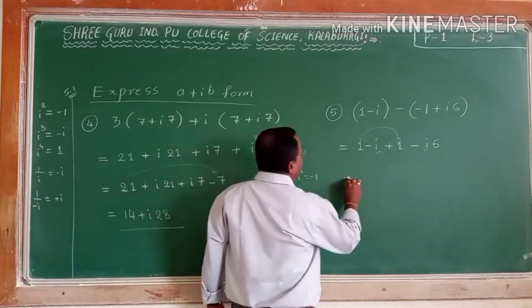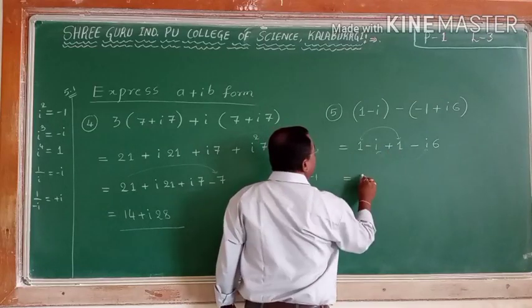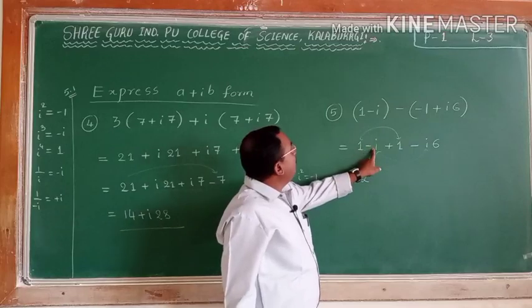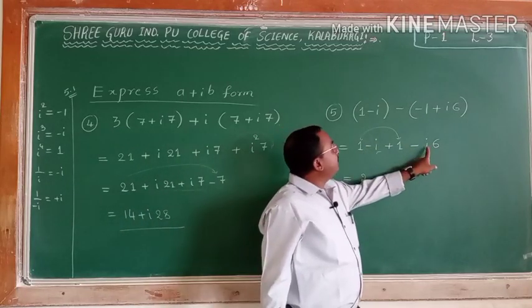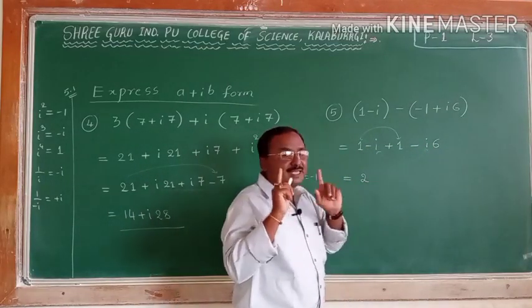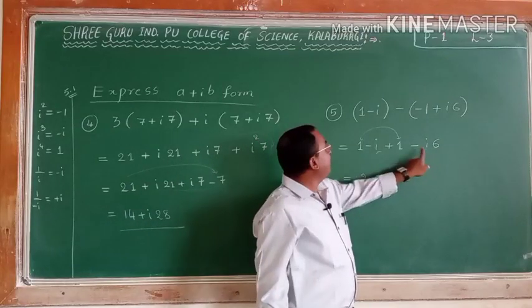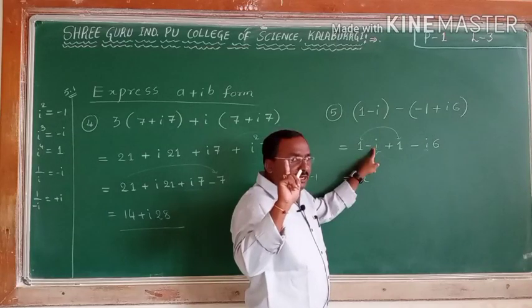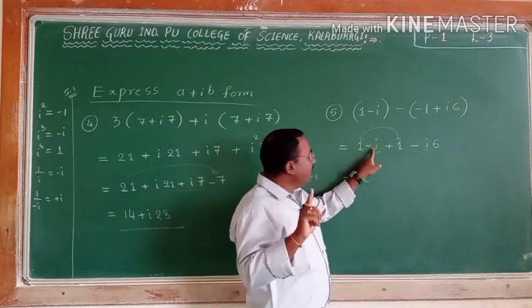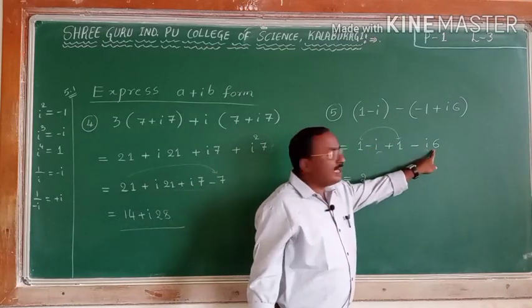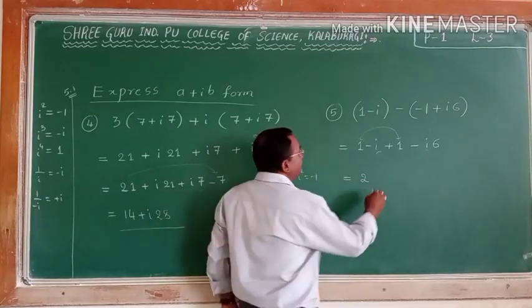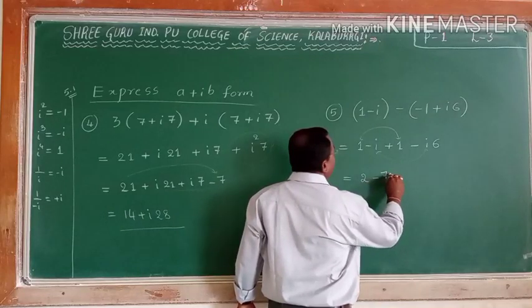Here 1 plus 1, real part, is 2. Minus 1 times i, minus 6 times i. In total how many i's? Keep in your mind: this is 6i, this is 1i. The coefficient of i, if there is no number, is understood as 1. Here 1 i, here 6 i's. Minus 1i, minus 6i, total is minus 7i.